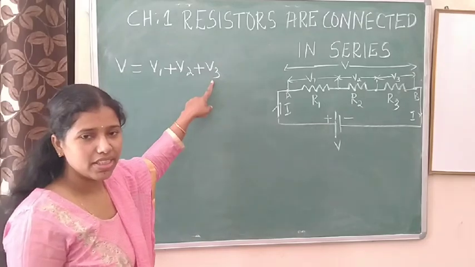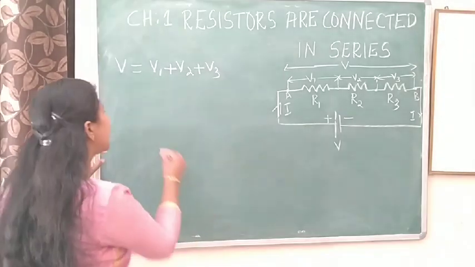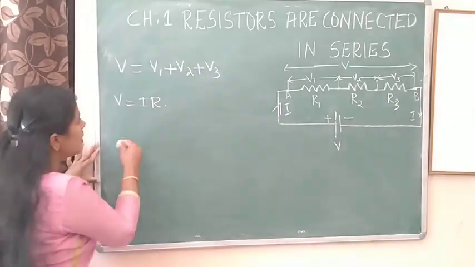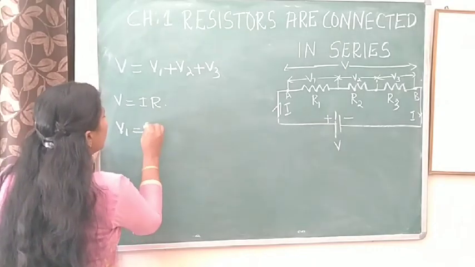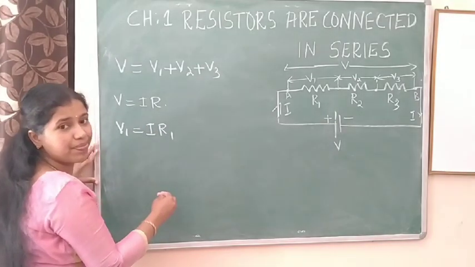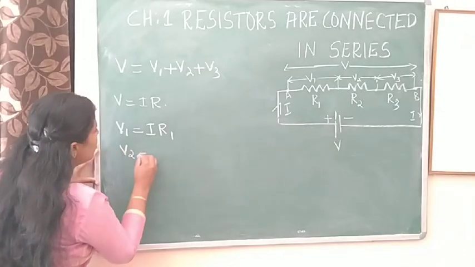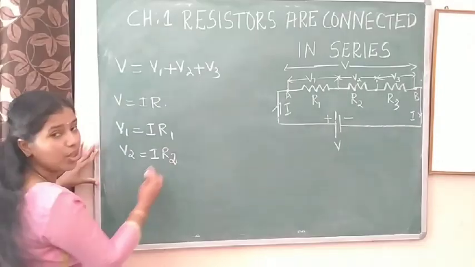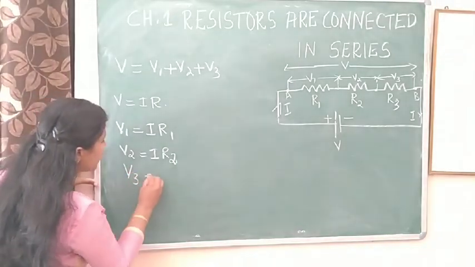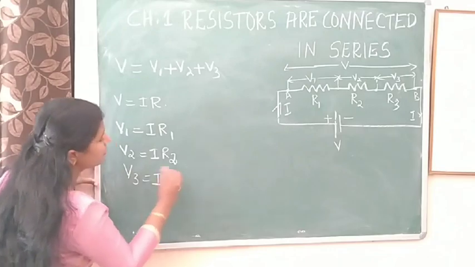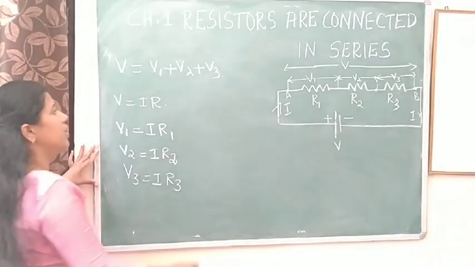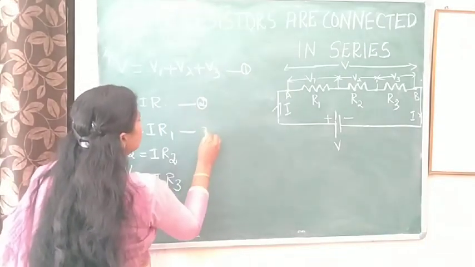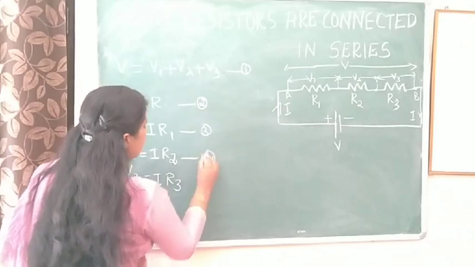Then by using Ohm's law, V equals IR. Similarly, V1 is equal to IR1, V2 is equal to IR2, and V3 is equal to IR3. This is our first equation, this is the second equation, third, fourth and fifth.